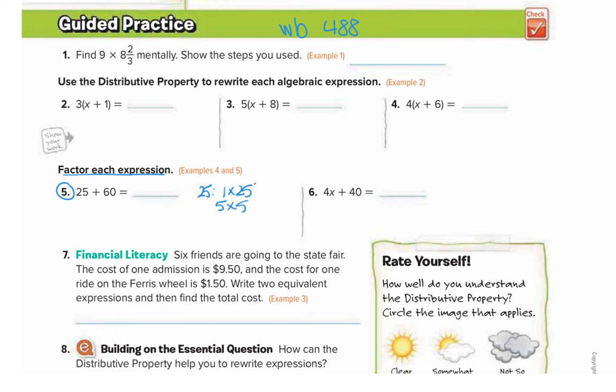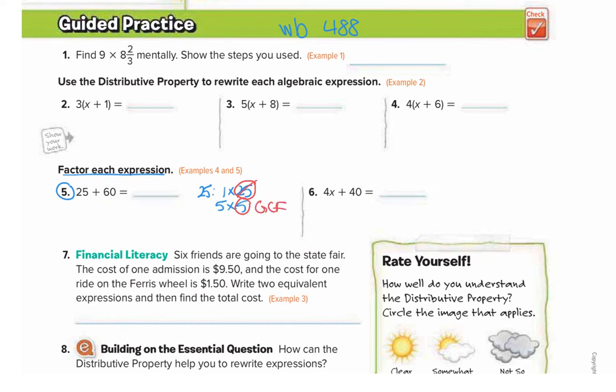So let's look at the bigger number. Does the biggest number, 25, go into 60 also? No, 25 does not go into 60. Does 5 go into 60? Yes. So 5 is the greatest common factor.